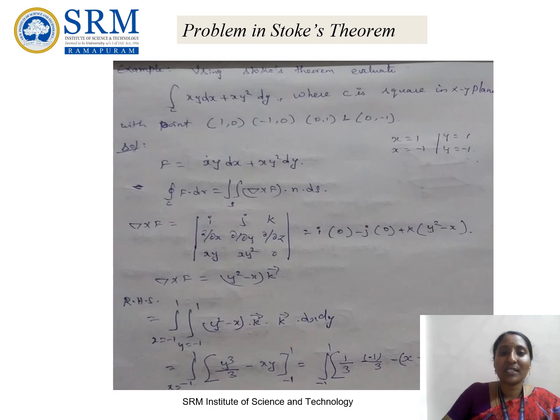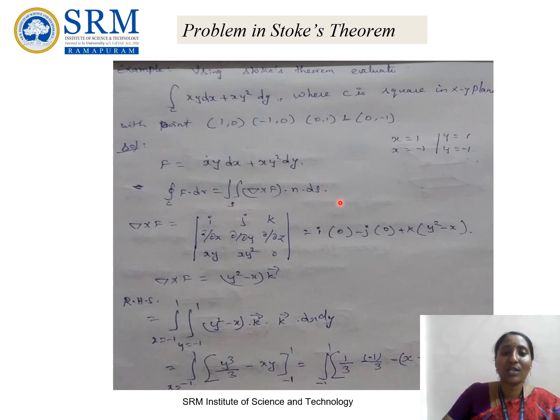So the first problem: unlike what we saw in the Gauss theorem, here it does not ask for a proof, just to evaluate using Stokes theorem. Here a problem is given: x y dx plus x square dy. The limits are x equal to 1 to minus 1, y equal to 1 to minus 1. Using Stokes theorem, we have to evaluate the line integral. That is, the integration of F dot dr is equal to the double integration of curl of the vector field dot n dS. It is very easy to calculate the surface integral.